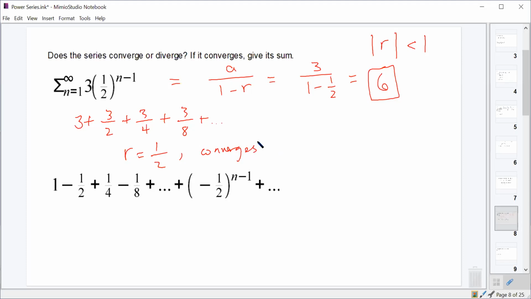And we know, and I should probably make a note over here, we know that this converges because the absolute value of R is less than 1, right? Everybody good with that? So this series, if you sum it infinitely, will equal 6. Good or no?